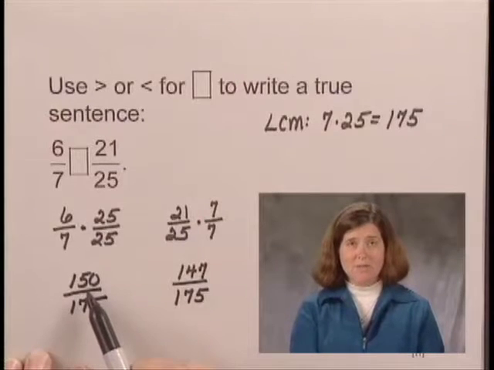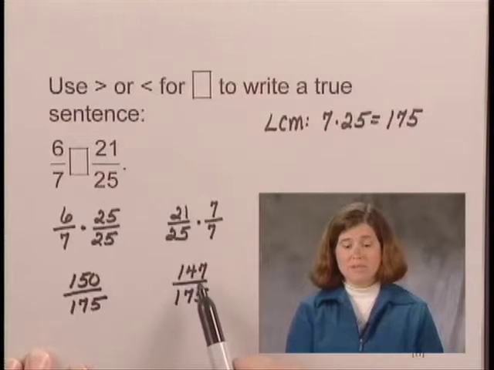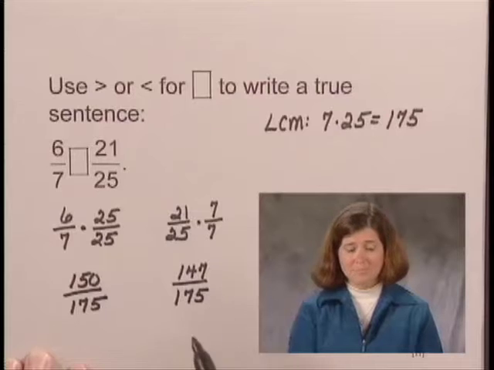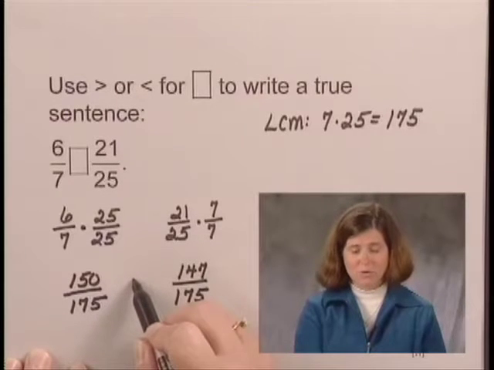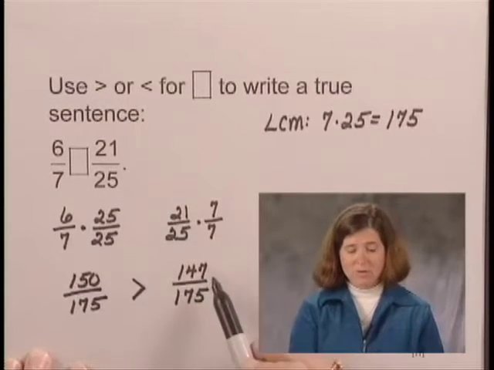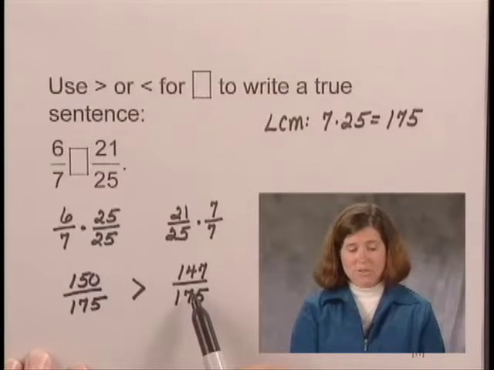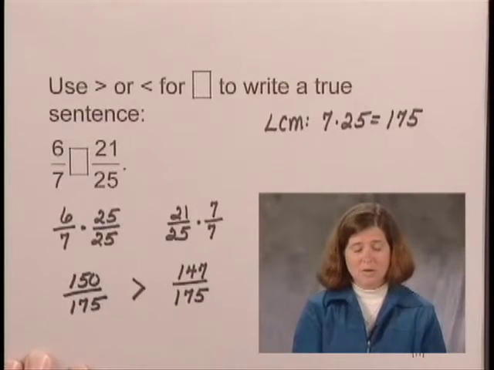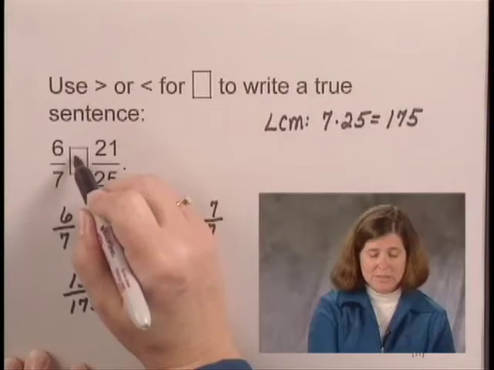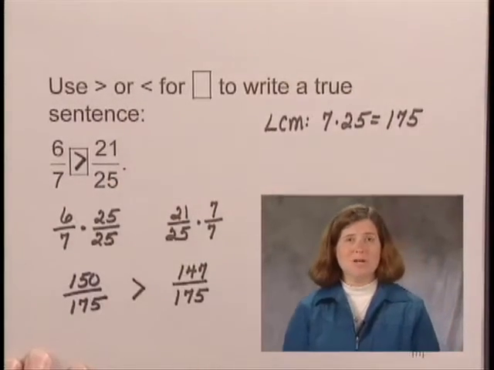Since 150 is greater than 147 and the denominators are the same, 150 over 175 is greater than 147 over 175. But these two fractions are equivalent to the fractions we began with, so 6/7 is greater than 21/25.